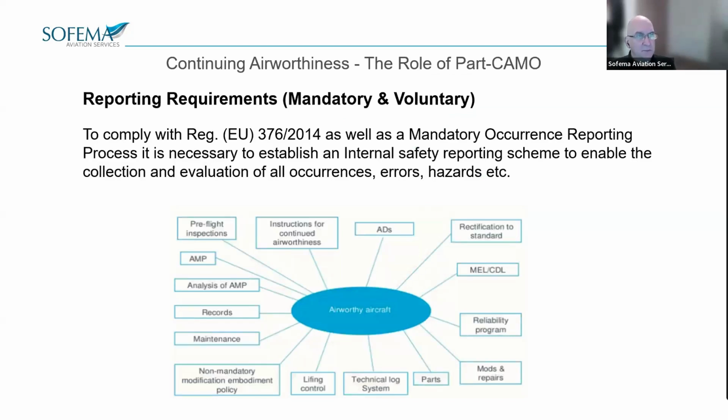Reporting requirements. To comply with the Regulation 376/2014, as well as the mandatory occurrence reporting process, we have to establish an internal safety reporting scheme within the organisation to collect and evaluate occurrences, errors, hazards, near misses, that sort of thing. So really, the internal safety reporting scheme forms part of the organisation's SMS and is set up to record all potential indicators of safety issues.